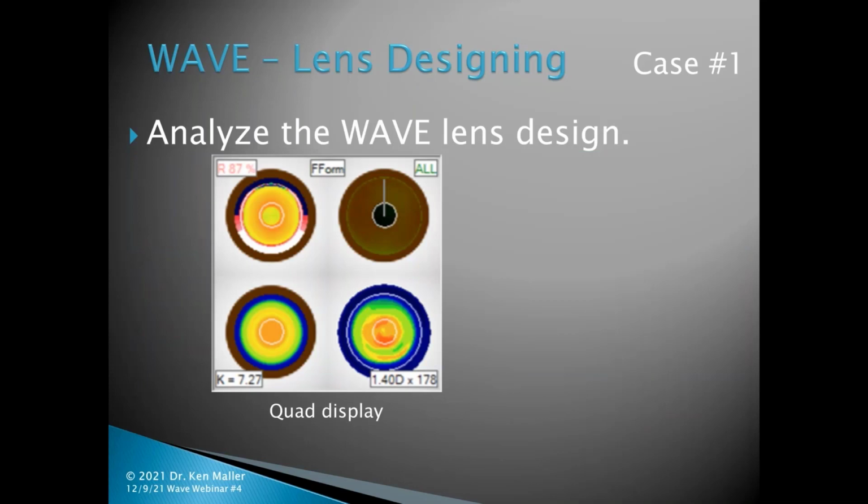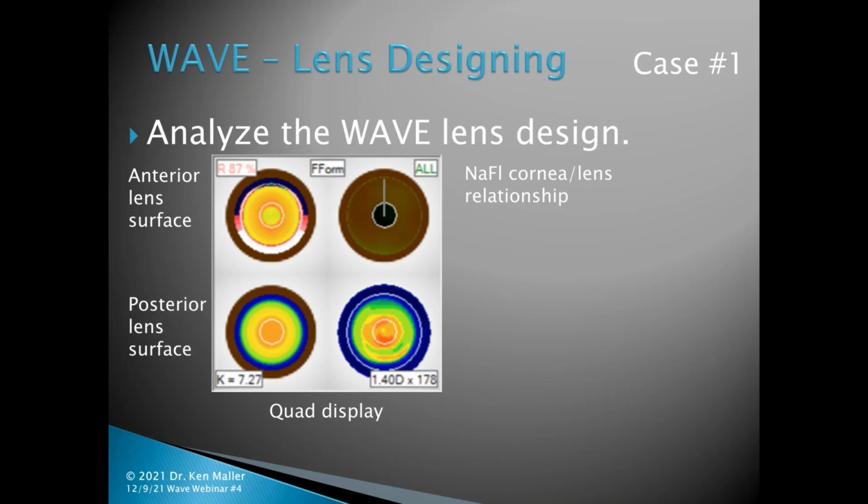Okay. I've just blown that up a little bit here so we can see a little more detail about that quad display. So in the upper left, we have the anterior lens surface. In the upper right, we have that sodium fluorescein lens relationship. And then we have the posterior lens surface in the lower left, which is what we're talking about mostly tonight, about symmetry. And then in the lower right, we have Wave's corneal interpretation.